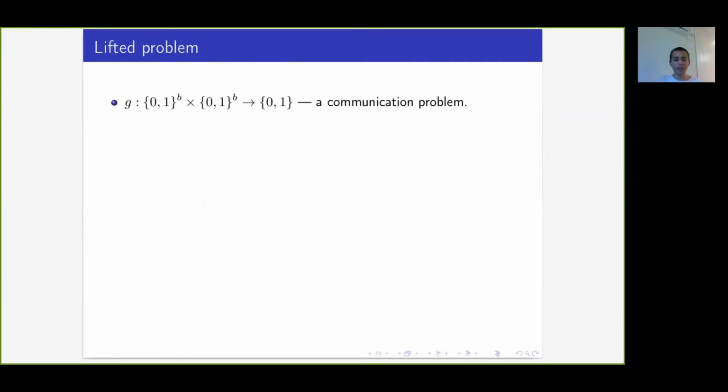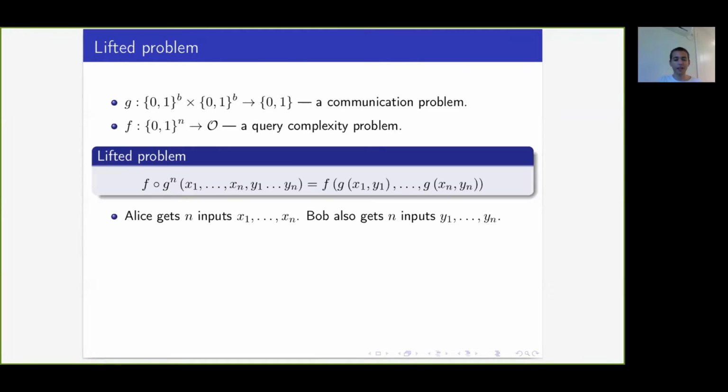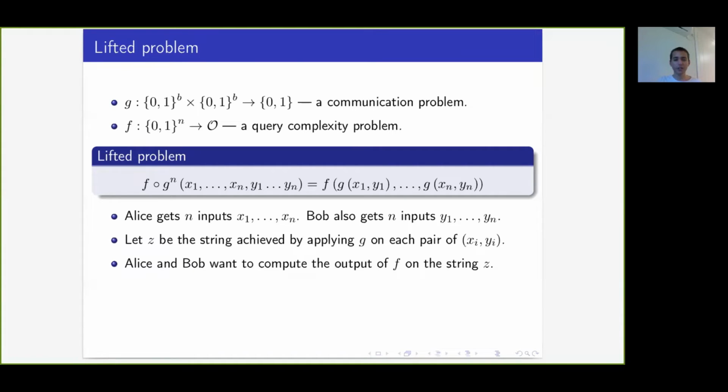We now introduce a generalization of the previous questions, lifted problems. Let g be the communication problem with outputs 0, 1, and f be a function on binary strings. Then, the lifted problem is the following communication problem. Alice gets n inputs, x1 to xn. Bob also gets n inputs, y1 to yn. Let z be the string achieved by applying g on each pair of xi and yi. Then, Alice and Bob want to compute the output of f on the string z. We call the function f the outer function, and g the inner function.